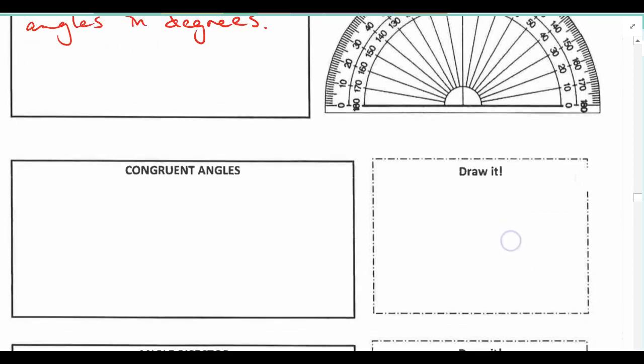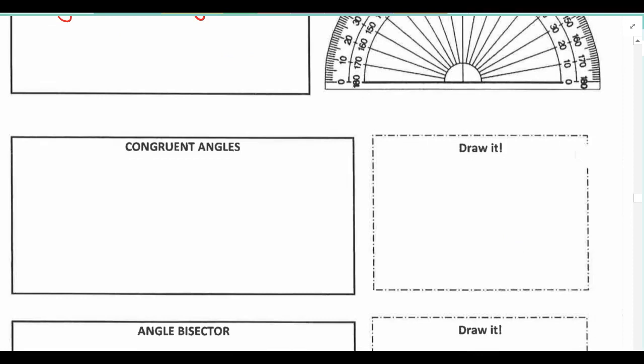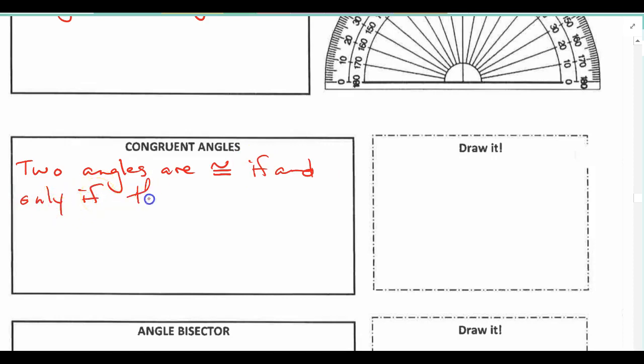All right, and we've talked a little bit about congruent figures. So when we have congruent angles, two angles are congruent if and only if they have the same measure.